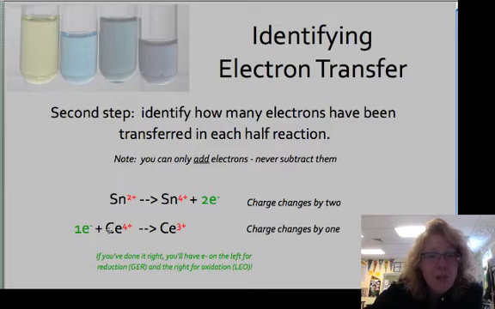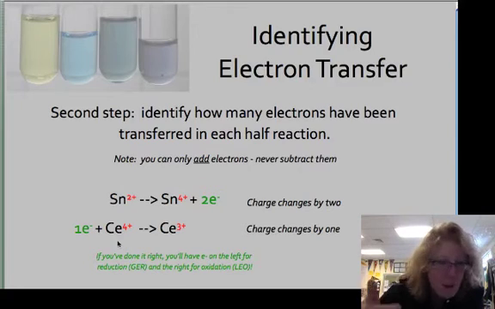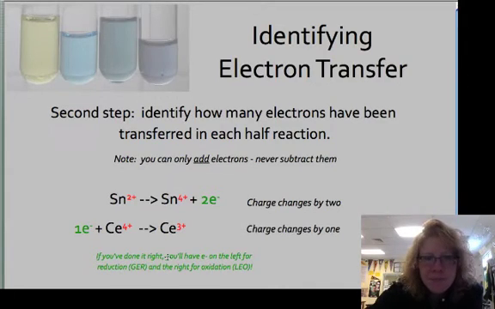So if you've done it right, in one of your half reactions, there will be electrons on the right, and in the other one, electrons will be on the left. And again, it doesn't matter which one's top and bottom, but that's how you know you've done it right. If you have 2 half reactions with electrons both on the same side, you did something wrong. Go back and double check what you did.